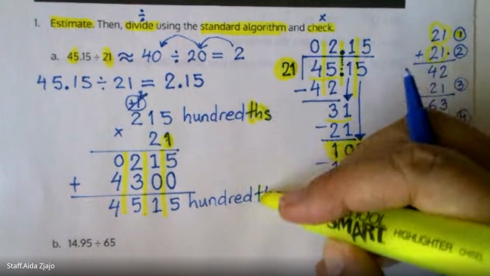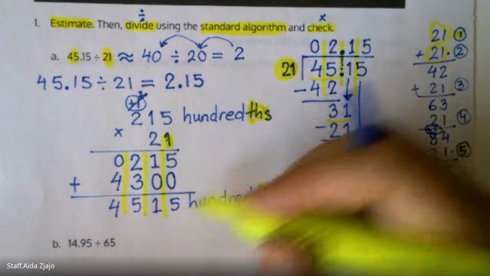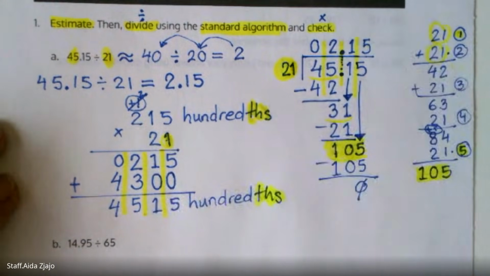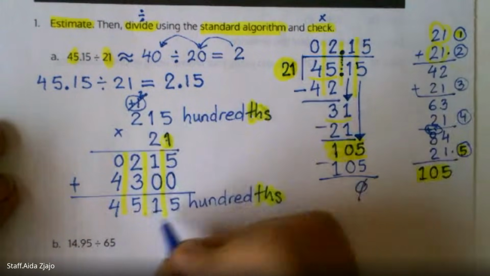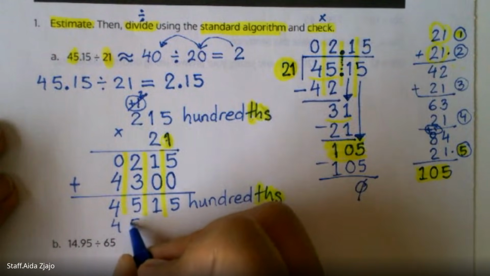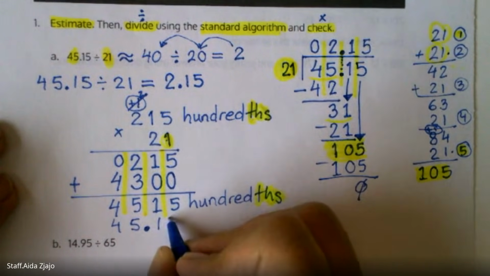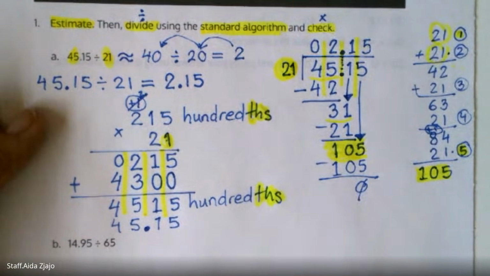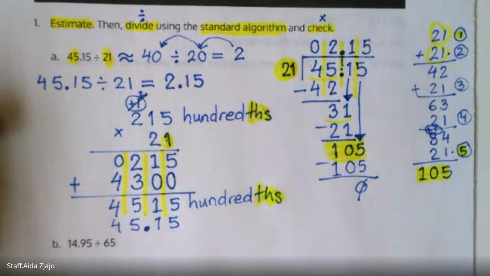So when I have this many hundreds, if I want to change that into whole numbers, you should show hundreds. So 45 and 15 hundredths. And that is the correct answer. So now we check our answer is correct.